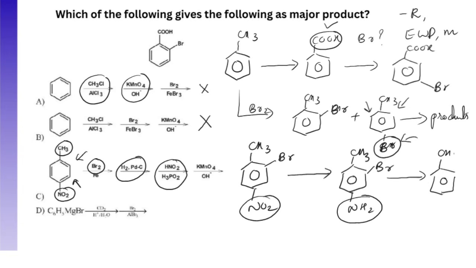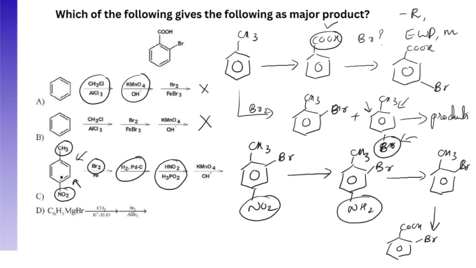This will undergo diazotization and then you are going to get the bromotoluene. See, we are so close to the product now, right? So all you have to do is oxidation. Then you are going to get the orthobromobenzoic acid.